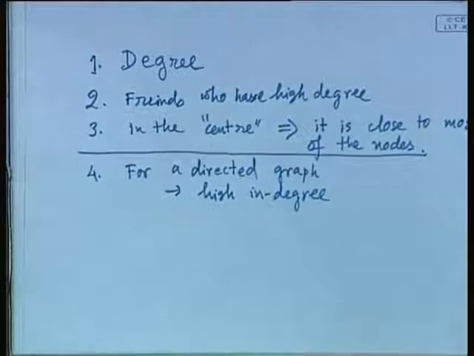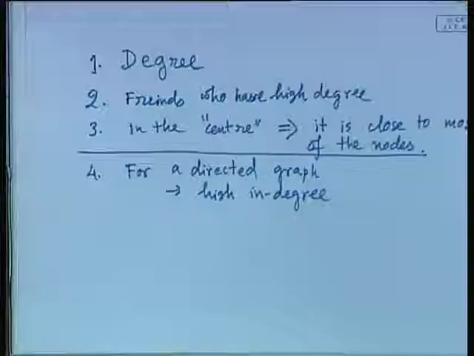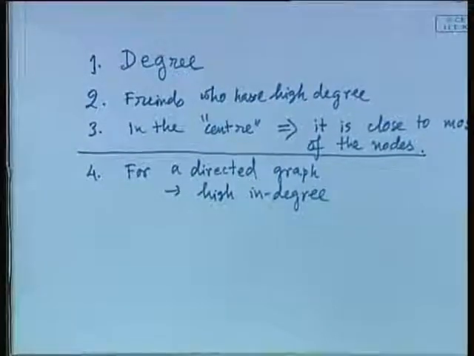So for a directed graph, you say it's high in degree if a node has high in degree. Can you generalize this second point in this case? Suppose a node doesn't have high in degree, but what if a node which points to it, or is pointed by, has high in degree? Which case actually holds here?